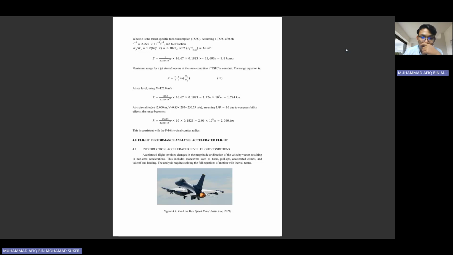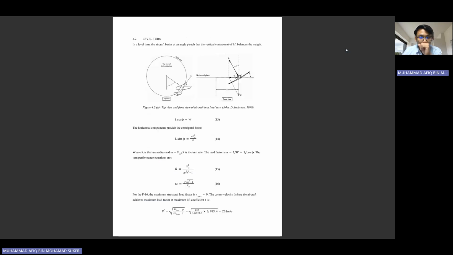All right, now let's move on to the flight performance analysis, which is the accelerated flight. So accelerated flight, we need to say it's not static anymore. We have extra movement, extra force, and this is an illustration of an F-16 on a max speed run.